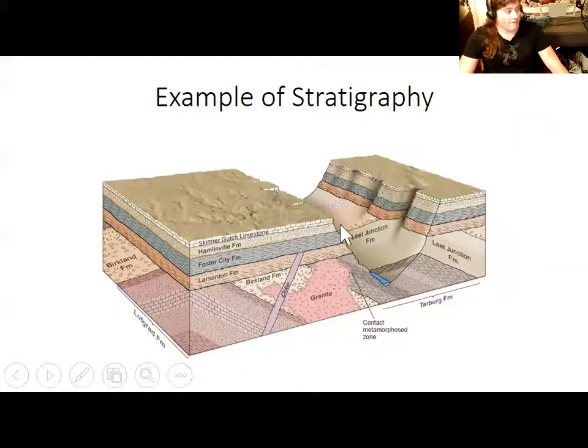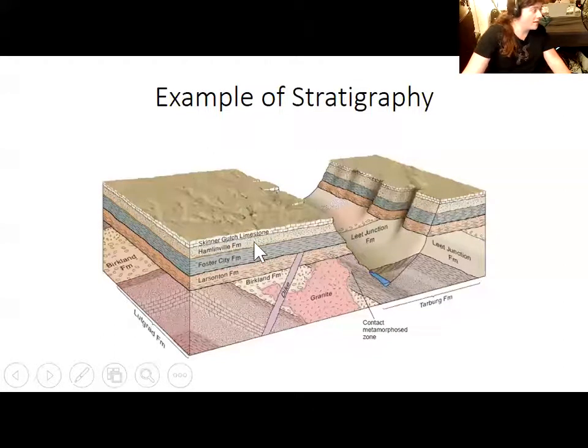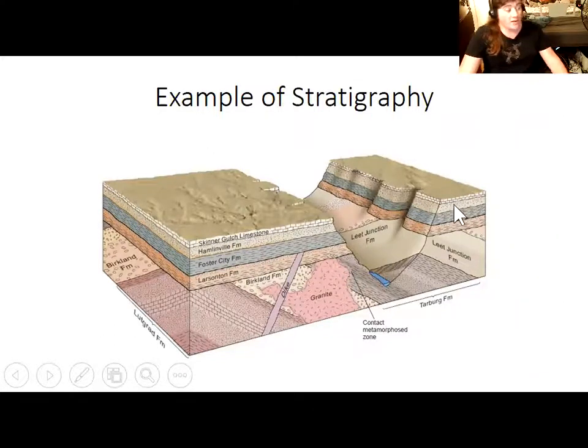And you can see they've put symbols on here to make it really obvious that this is the same rock as this. The Hamlinville formation is on the left of the gully. It's also on the right of the gully. The gully must have come afterwards.